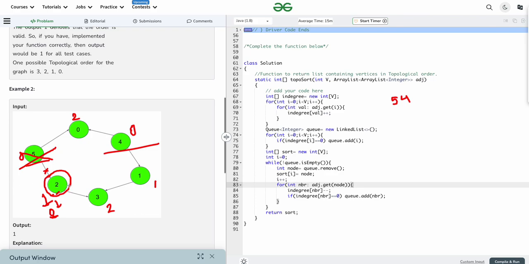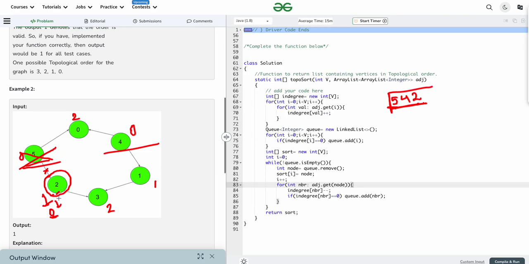The only node which this 2 was dependent on was 5, and we have already picked up, or already removed, 5. That means we are sure that we can easily include 2 in our list, since whatever 2 was dependent on is already given to us. So if I take the sequence this way, then if I'm at 5, I can easily visit 2. So this is the right sorting of my graph.